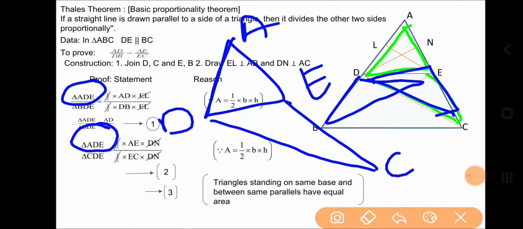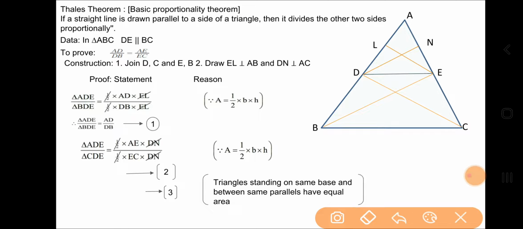Now we have applied the area of a triangle. For which triangle? That is the upper triangle ADE. In this triangle, the base I am going to take is AE. What is the height? The height is this one, because we have taken a perpendicular line. So the base is AE and the height is DN.